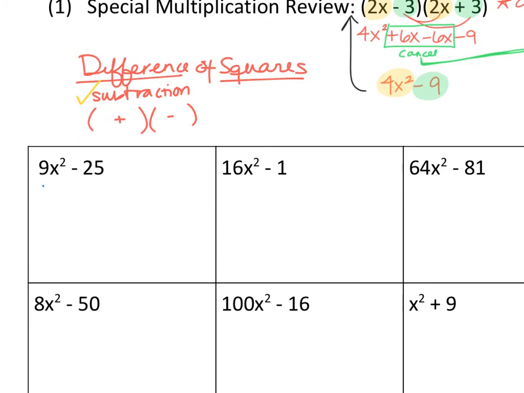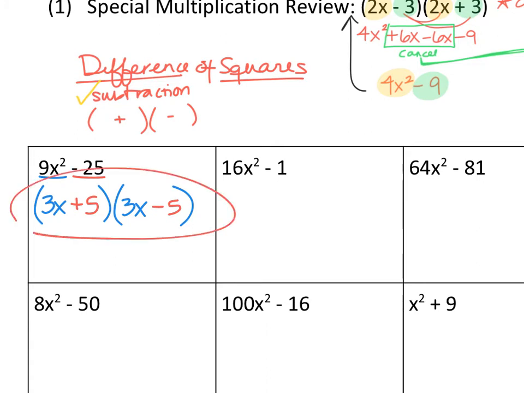All right, so I'm going to break 9x squared apart. When I break this apart, that gives me 3x and 3x. And then I'm going to break negative 25 apart. That's going to give me positive 5 and negative 5. And that's it.